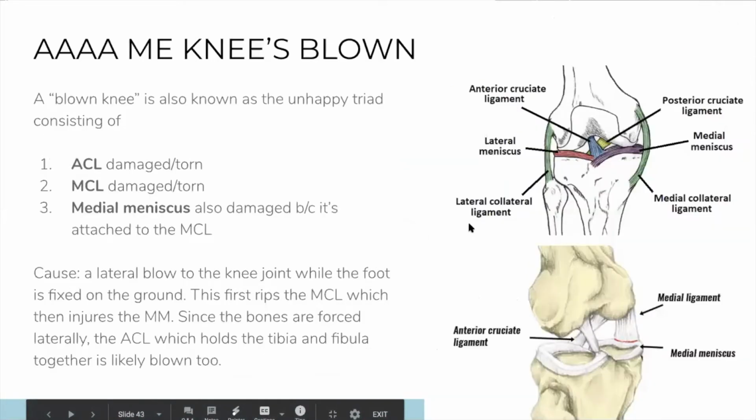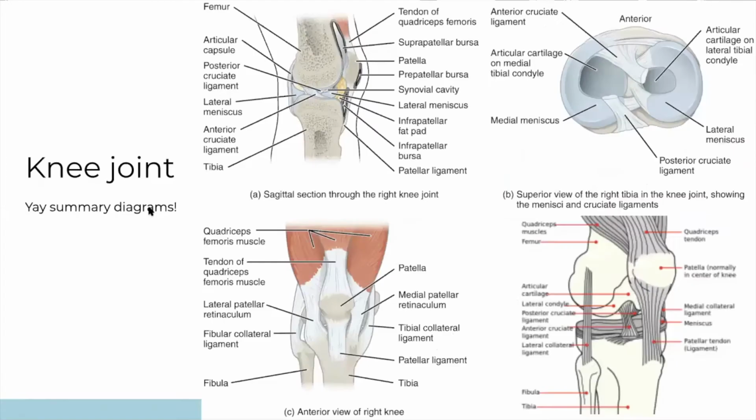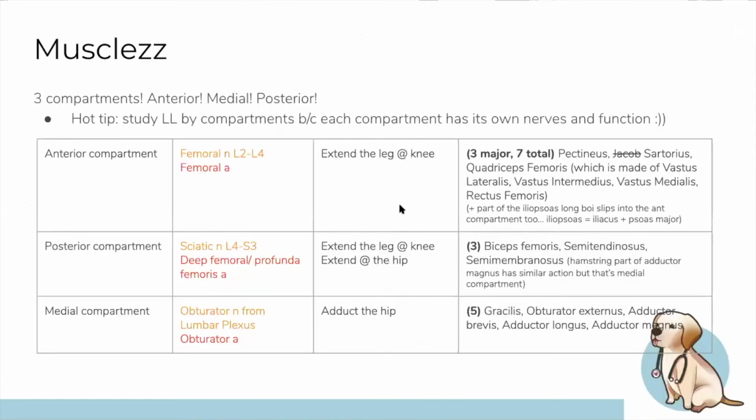Okay, cool. So a blown knee, you may have heard of that. That's basically just an unhappy triad, which has the ACL, MCL, and medial meniscus all damaged, as you can see down here. Basically, it happens when there's a lateral blow to the knee joint while the foot is fixed onto the ground. Yeah, just remember ACL, MCL, medial meniscus. And these are some summary diagrams that I think are really good.